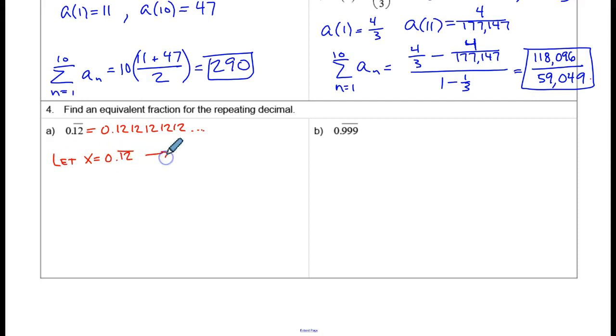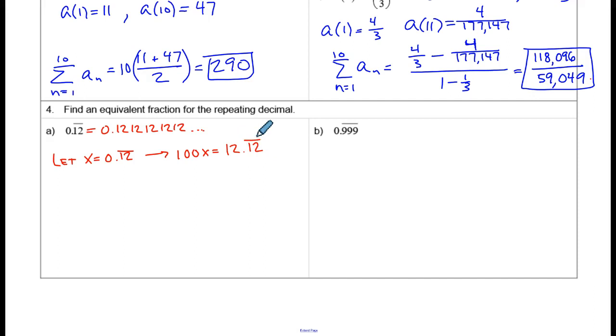And then what I'm going to do is multiply x by a number so that I get one sequence of the repeat before the decimal. So that means I have to move the decimal 2 places to the right. That means I multiplied by 100. So 100x is going to be equal to 12.12 repeating.